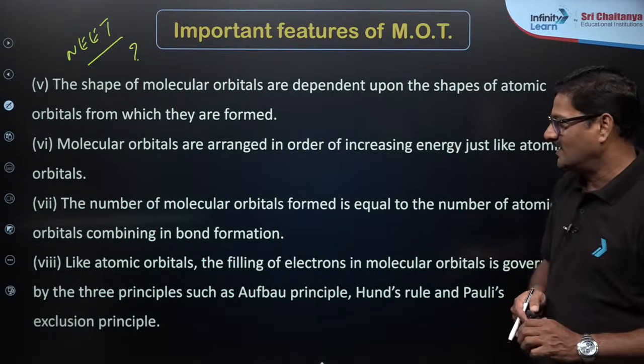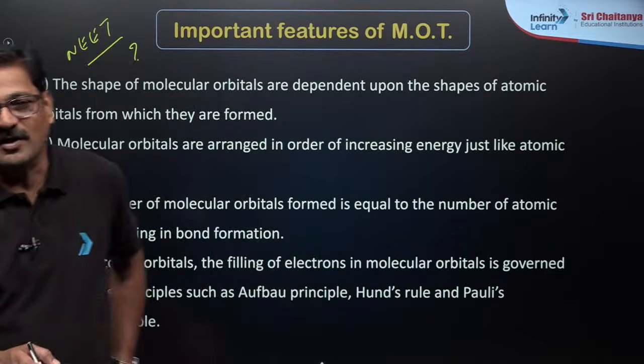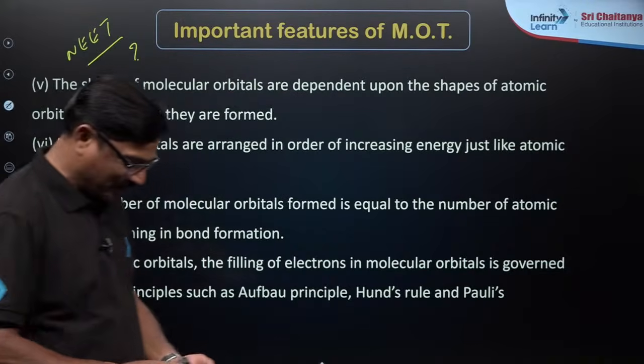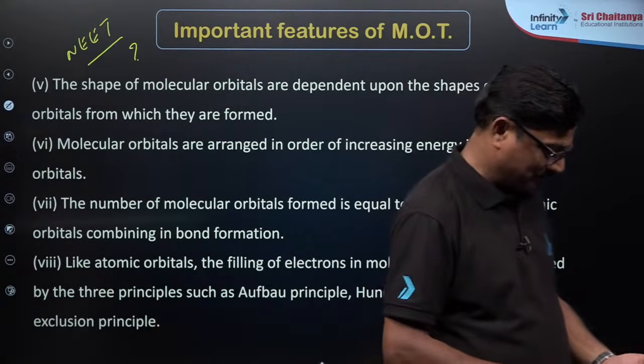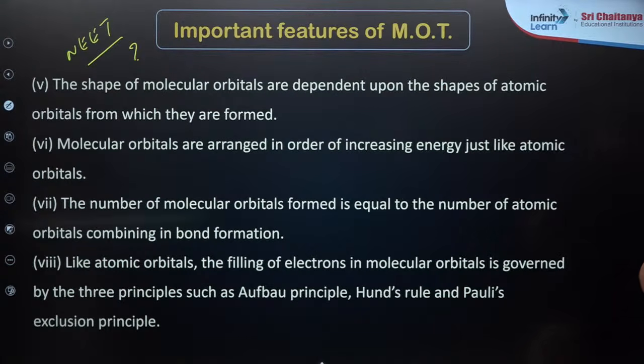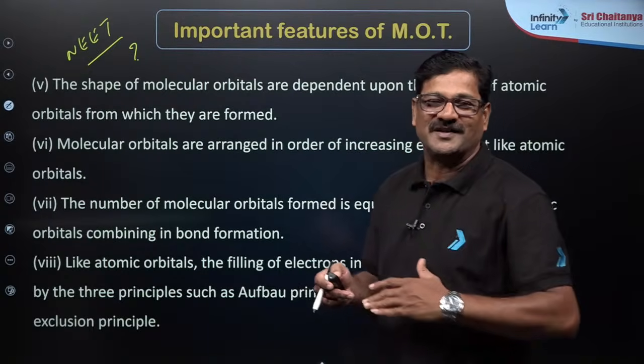And also you see, like atomic orbitals, the filling of the electrons in the molecular orbitals should follow the same scenario as the Aufbau rule and Pauli's rule and everything. What is the Aufbau rule? I was asking Geeta, you tell me. Electrons are filled in the increasing order of the energy of the orbitals.